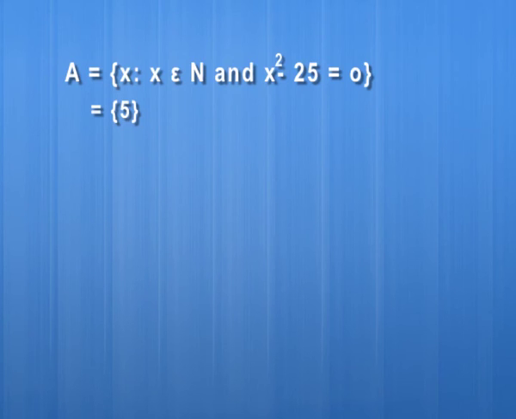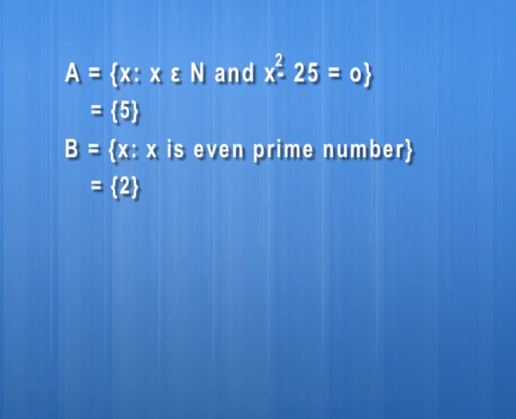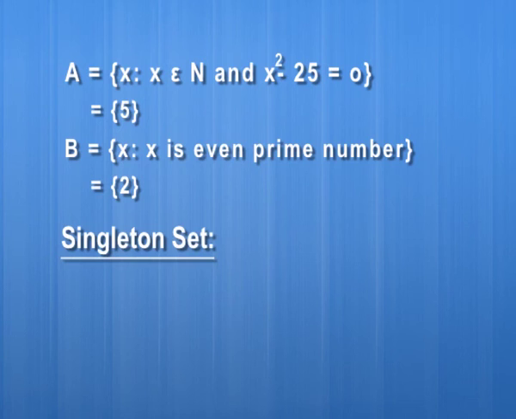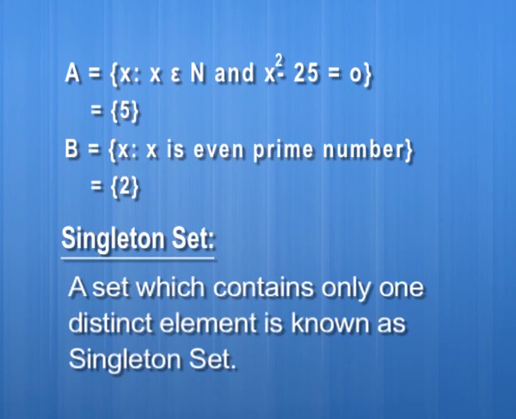Again, suppose I take the set B, set of all x such that x is an even prime number. Now, I have to look for all prime numbers which are even. We have got only one even prime number, and that is 2. Again, this set is having only one element. So, these sets which are having only one element are known as singleton sets. Empty set is having no element and singleton set is having one element. So, the definition can be given as: a set which contains only one distinct element is known as a singleton set.